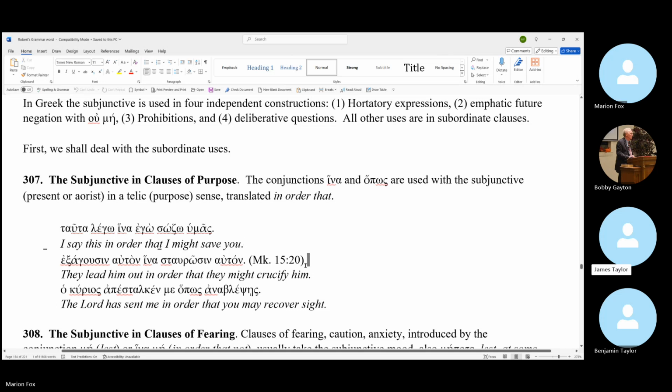The last one, example with hopos at the bottom there of the list. Did I understand you to say that the Lord has sent me in order that you may recover sight? What's the method here? I'll take it, and if this is correct, assuming the Vine is correct, and he probably is, the method of sending him was that he's going to recover sight, and that shows that the Lord had sent him. Perhaps it's confirmation that he had been sent by the Lord. Because I would see the result being that he recovers sight.